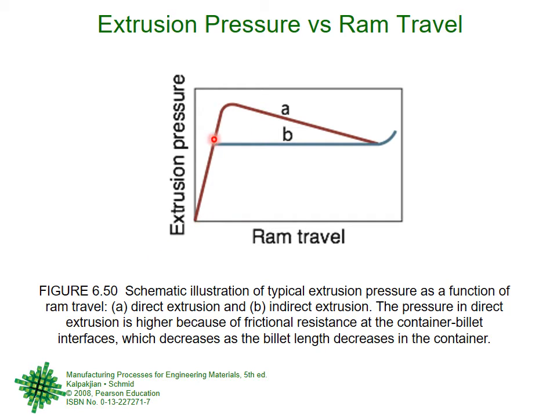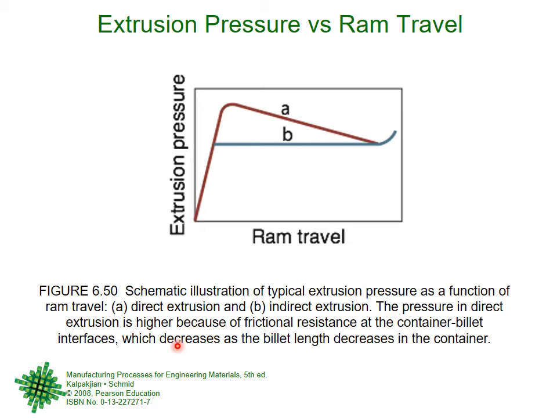This curve A, this red one, is direct extrusion. In indirect extrusion, it keeps on increasing and then it becomes constant. In indirect extrusion, remember, it goes back, so it is different. So the curve, initially this red one and then this one. So this curve is if there is a backward or indirect extrusion, but in forward normal extrusion, this goes like this.